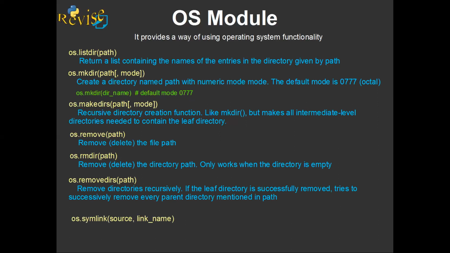And if you want to create a symbolic link, you can use os.symlink with source and link name, and it will create a symbolic link for you. These are the general functions of the OS module that you use.